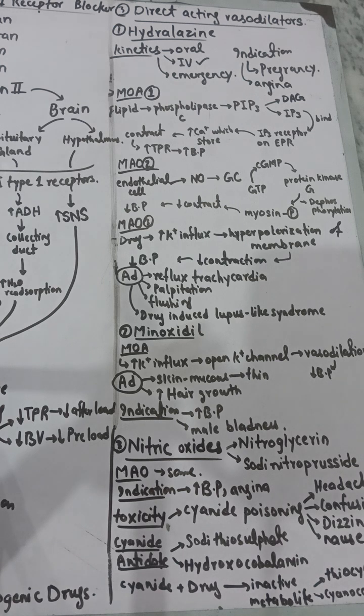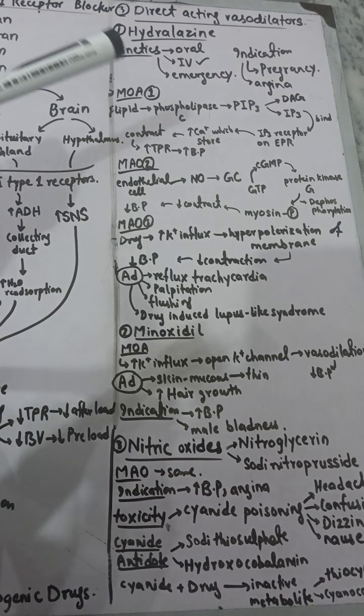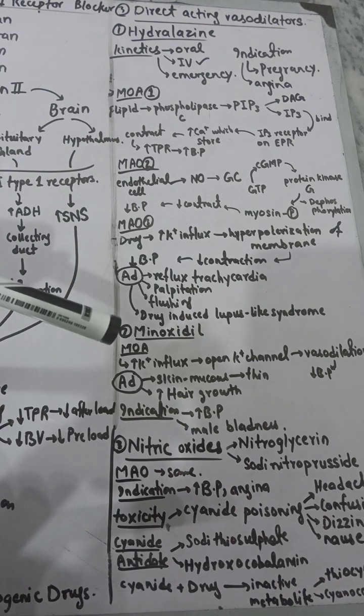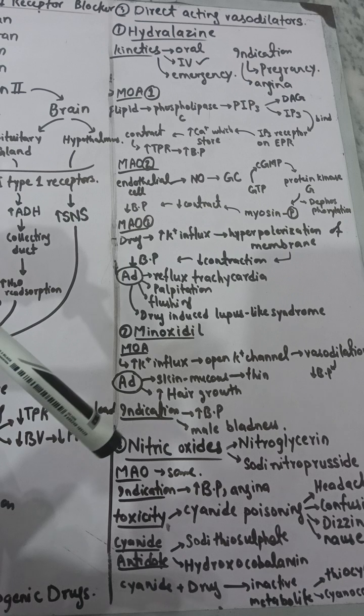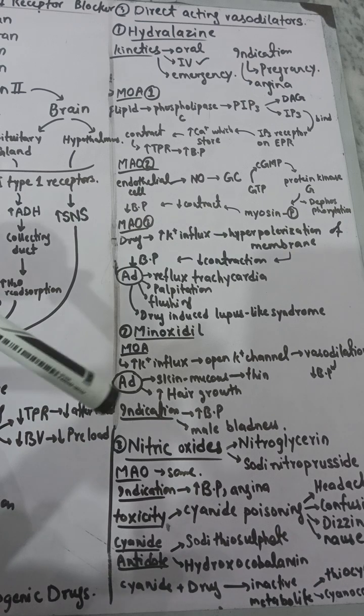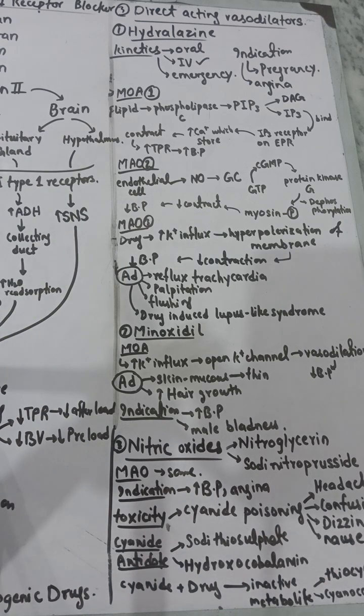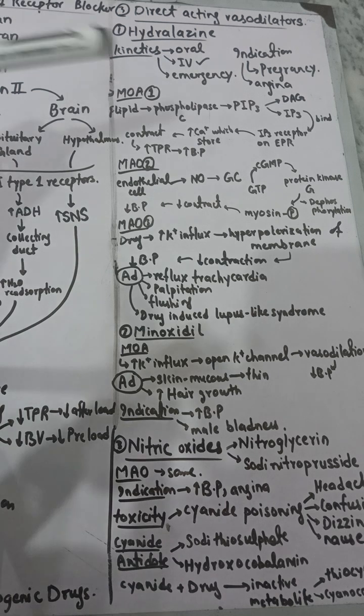Three drugs are used in it. The first drug is hydralazine, second is minoxidil, and third is nitric oxide, or you can say organic nitrates, which we have also discussed when we were discussing angina pectoris, because they are also used to treat angina. So the first drug is hydralazine.